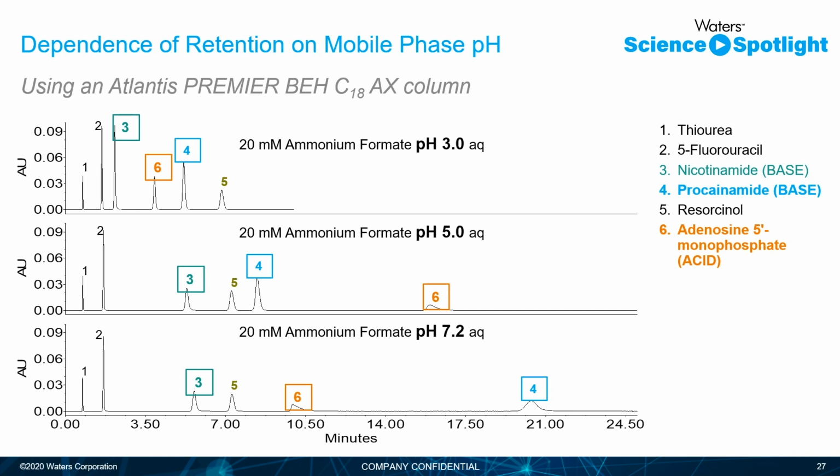As you go from pH 3 to pH 5, you can see that the two basic analytes increase in retention, and the acidic analyte significantly increases its retention. But as we go from pH 5 to pH 7.2, you can see that peak 3 doesn't really increase retention that much, where procainamide has a significant increase in retention, and the acidic analyte actually has a reduction in retention. So what's going on here?